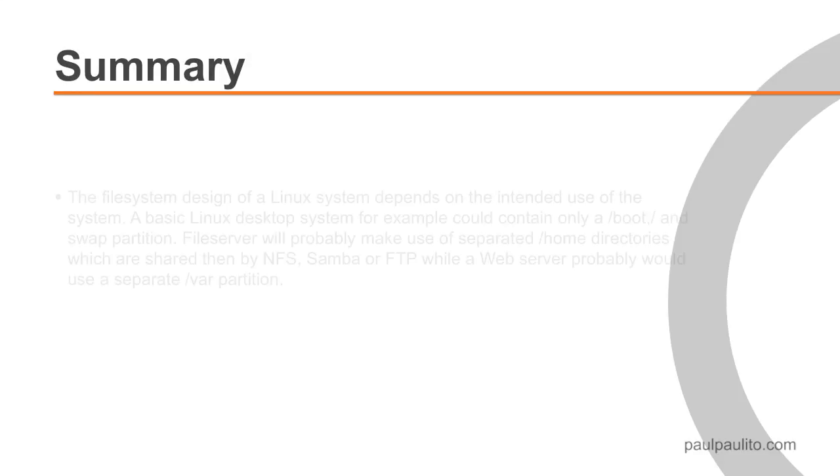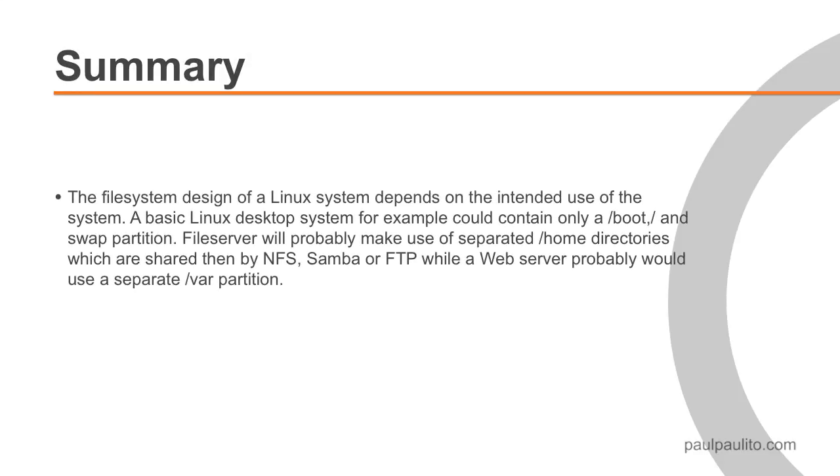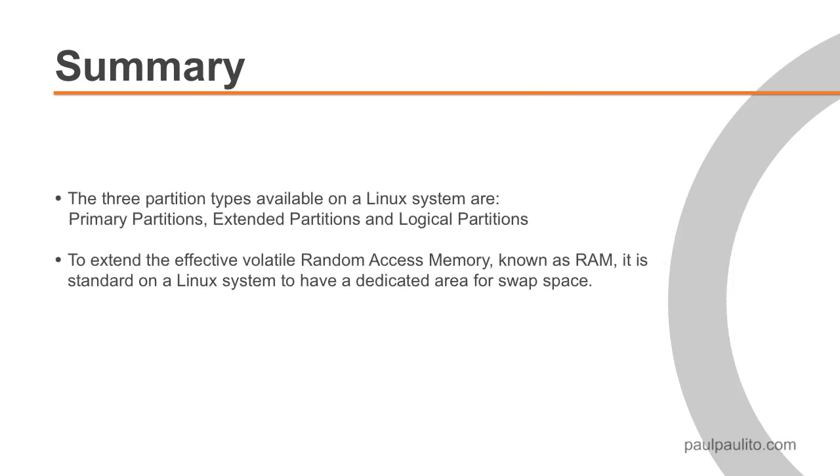Summary. The file system design of a Linux system depends on the intended use of the system. A basic Linux desktop system, for example, could contain only a root, /boot, and swap partition. A file server will probably make use of separated /home directories, which are then shared by NFS, Samba, or FTP, while a web server probably would use a separate /var partition. The three partition types available on a Linux system are primary partitions, extended partitions, and logical partitions. To extend the effective volatile random access memory, known as RAM, it is standard on a Linux system to have a dedicated area for swap space.